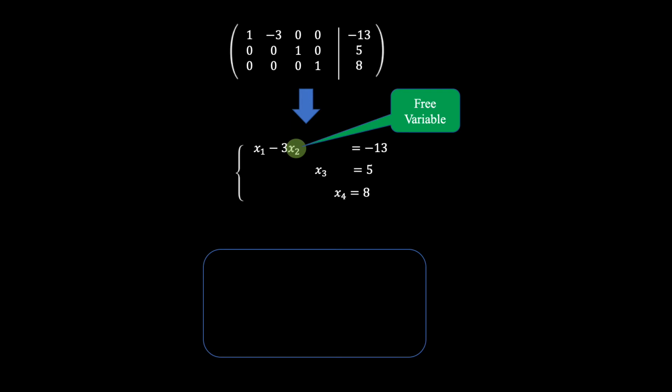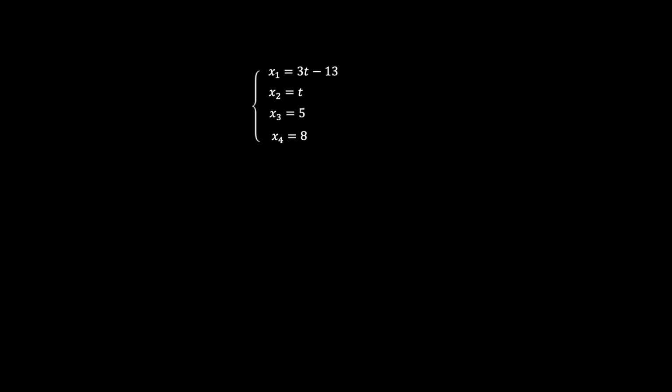If we let the free variable x2 be t, we can represent x1 with t in equation form. The solution set of the linear system can be written like this, with x1 written as a dependent variable of x2, whose value is t.